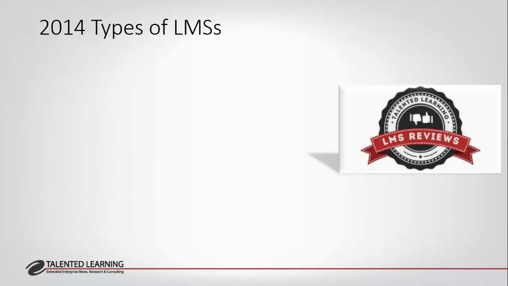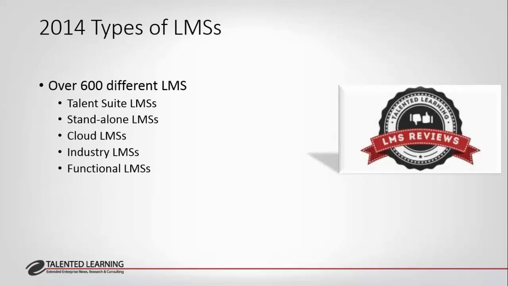So what types of learning management systems are there? If you were on my webinar last week, you would have learned that there are 600 different learning management systems globally. That number continues to rise, and they're made up of a variety of different types. The talent suites are the real big ones that belong to companies like SAP and Oracle.